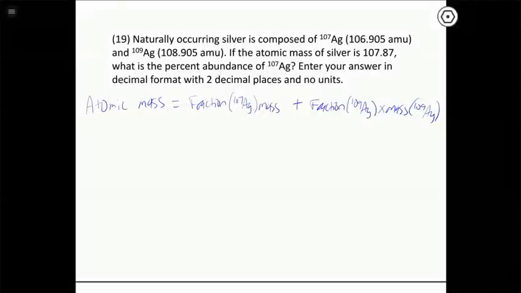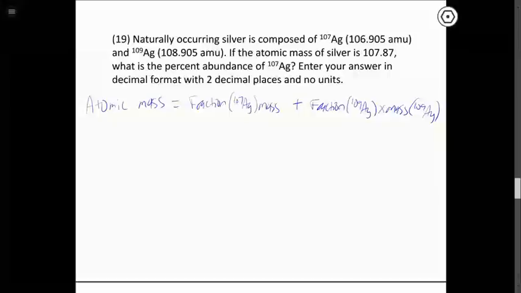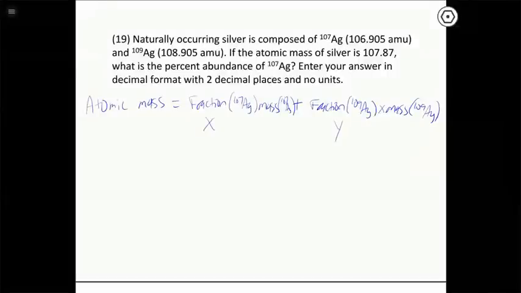And for this one, we need to find the percent abundance of silver 107, which is related to the fraction just by multiplying by 100. So we have two unknowns in this equation. We're given the mass of each isotope, but we don't know the fraction of either one. So x and y would be our unknowns, those unknown fractions here. But remember that we always have a relationship between the fractional abundances, which is that the sum of the two, x plus y, has to equal 1. Or if there's more than 2, then the sum of all three of them would equal 1. So the fractional abundances total out to be 1 or 100%.